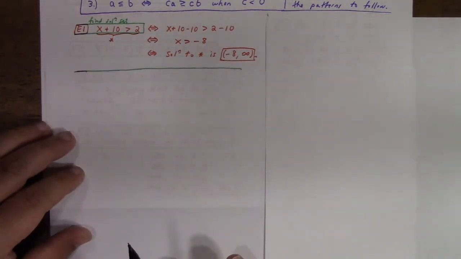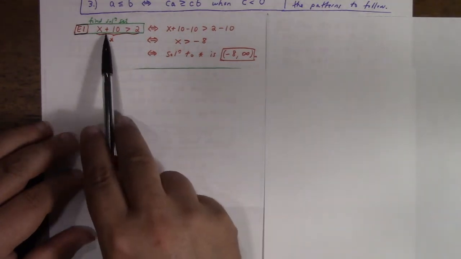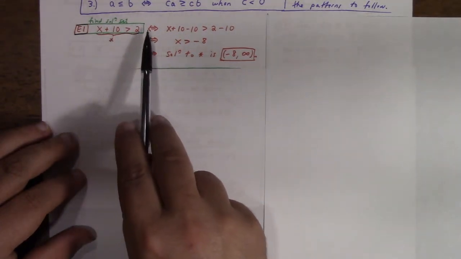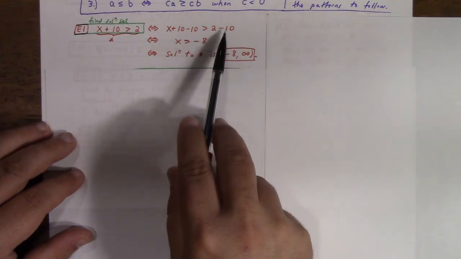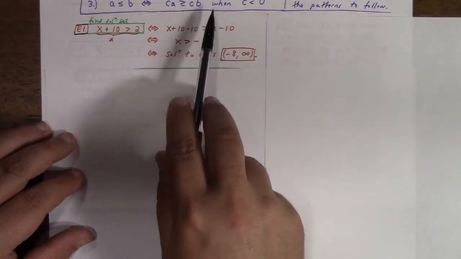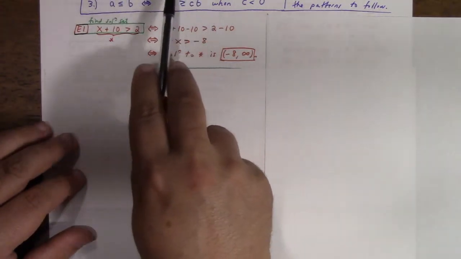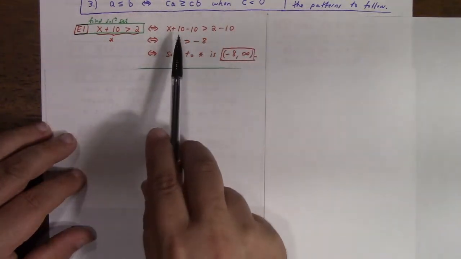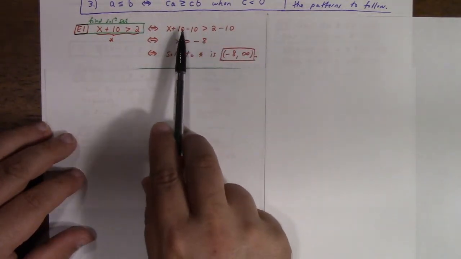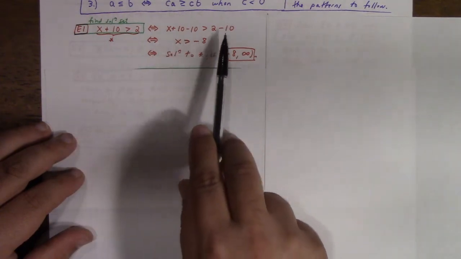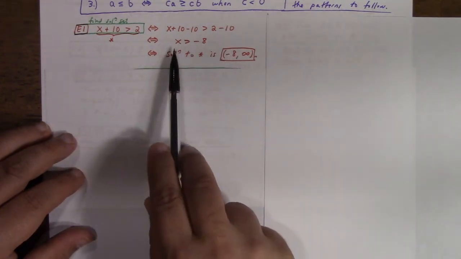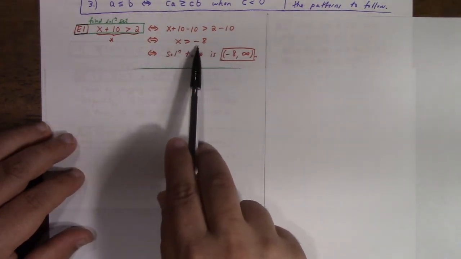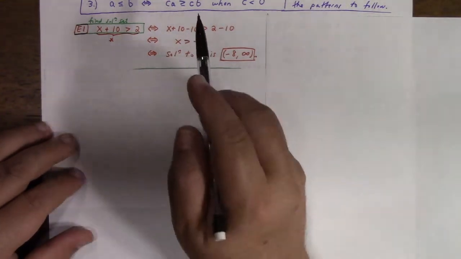Alright, so to solve this, what we do is we subtract 10 from both sides, which is just like adding a negative number. That's, you know, in number 1, if we add a negative number, it's like subtraction, right? So subtract 10 from both sides. The 10's cancel on the left-hand side, and 2 minus 10 is minus 8, so we get x is greater than minus 8. So you could even box that, right?